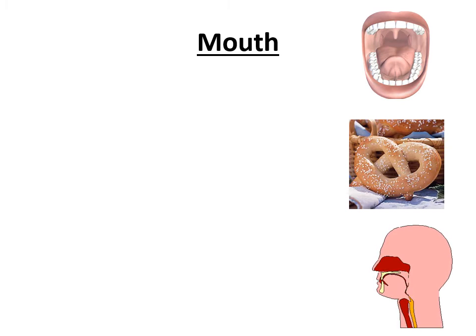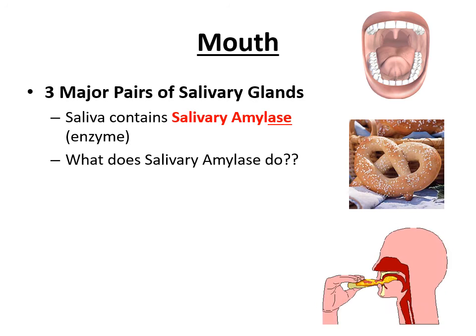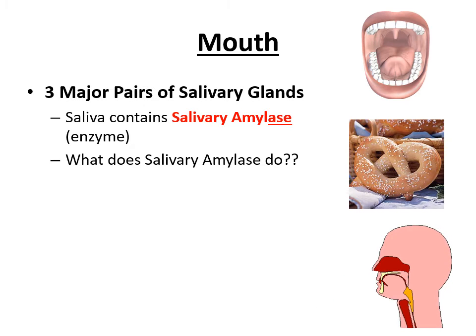The first part of your digestive system is your mouth. And sometimes we take for granted the mouth in digestion, but it's actually very important because it contains many things that help us start to digest our food. So first off, there are three major pairs of salivary glands. Okay? And sometimes you hear the term parotid glands for salivary glands. Now, these salivary glands are very important because saliva contains salivary amylase.